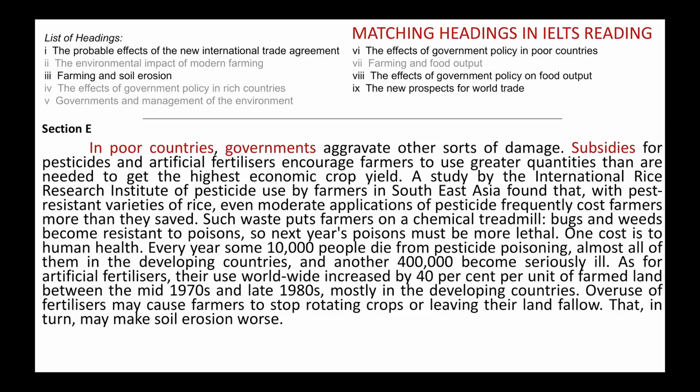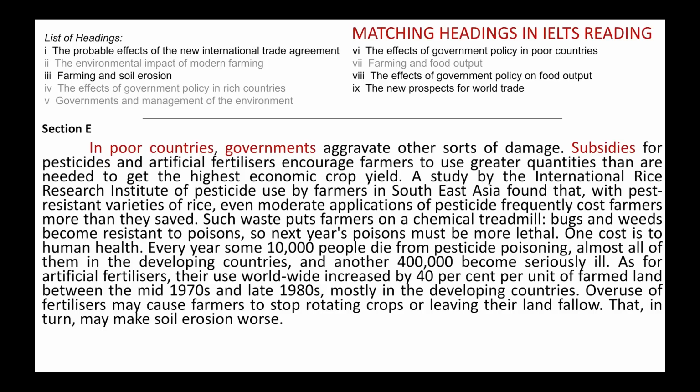You might be a little confused. You might think that this is the heading number 3 about farming and soil erosion. But actually, it's too little said about erosion for us to suppose that that is the right heading. So that is why the right heading for us is actually which one? Let us see.